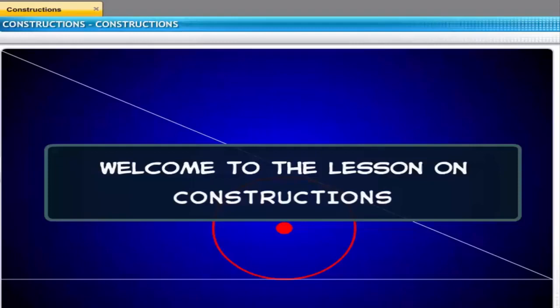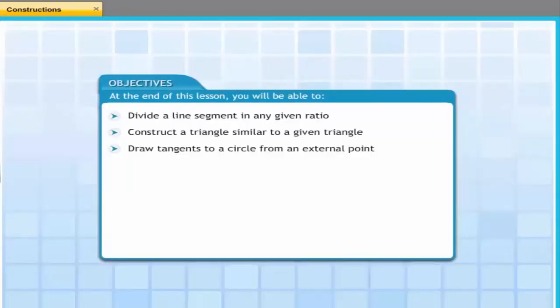Welcome to the lesson on constructions. At the end of this lesson, you will be able to divide a line segment in any given ratio. You will also be able to construct a triangle similar to a given triangle and draw tangents to a circle from an external point.